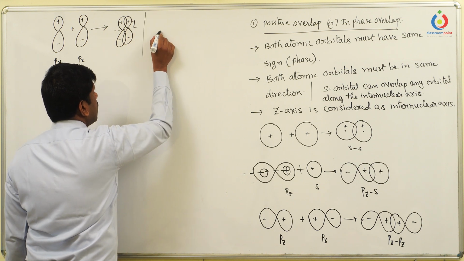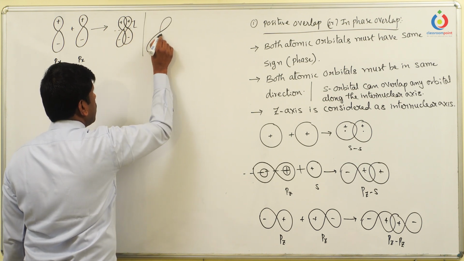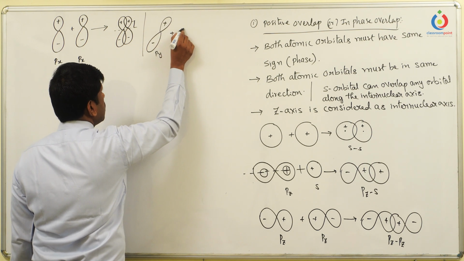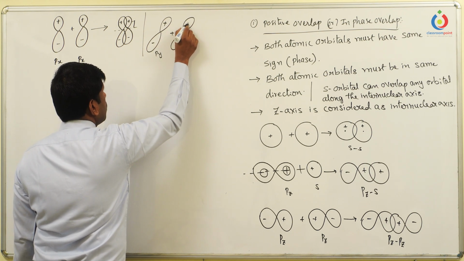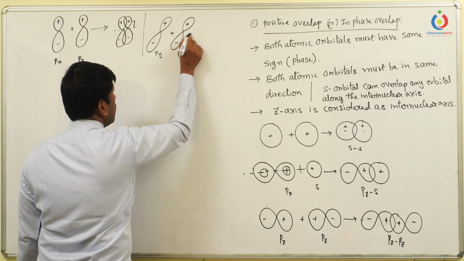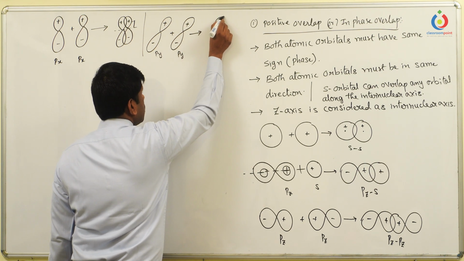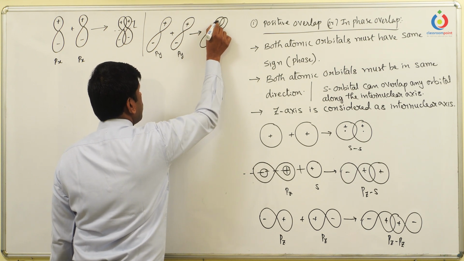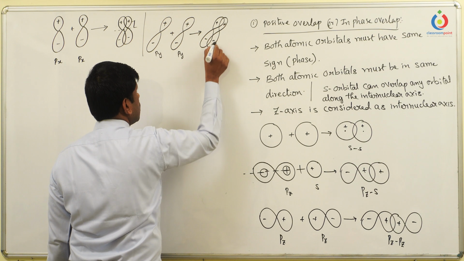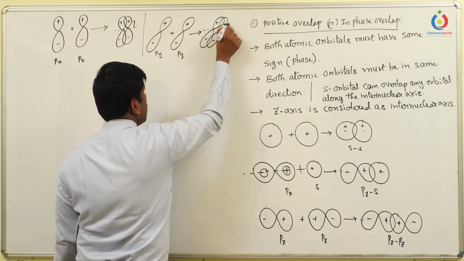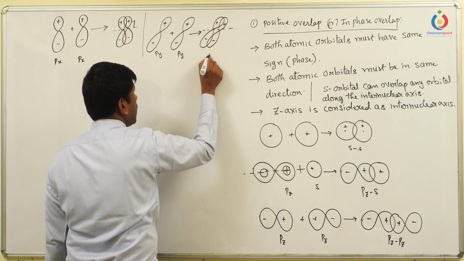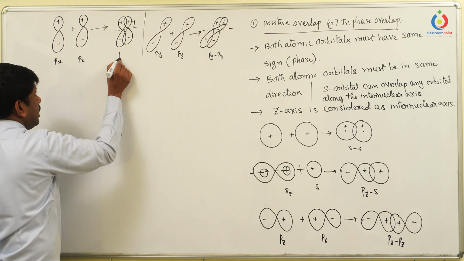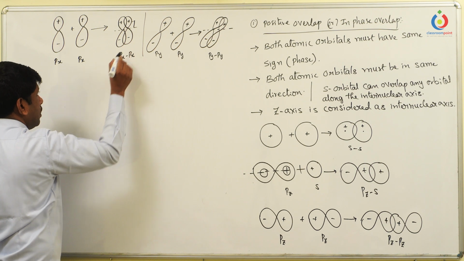Next, if you take this py orbital, plus minus, and another py orbital, when they overlap with each other, plus and minus, here also this overlapped area is perpendicular to the internuclear axis. So this bond is the py bond, and here the bond is called the px bond.